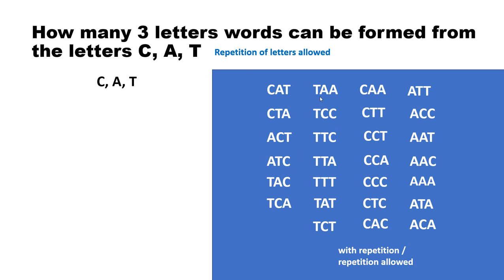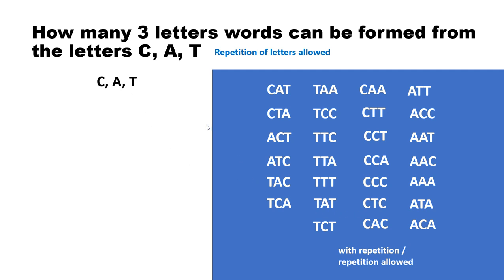For example, we have TAA, where A is repeated twice, and CTT, where T is repeated twice, C is repeated here, and so on. We also have TTT as well. So all these permutations are here, and the total number of ways in which we can write these letters is 27.